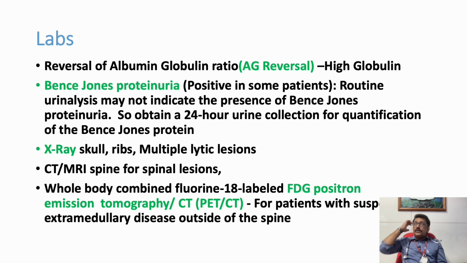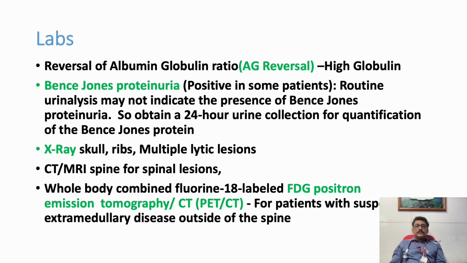In liver disease, chronic liver disease, albumin is low because production of albumin from the liver is reduced, so albumin is low and globulin is normal. Here, globulin is high and albumin is low. So AG reversal is a classical finding you see in multiple myeloma. Globulin is always high, albumin is low, whereas in a normal person albumin is higher than globulin.